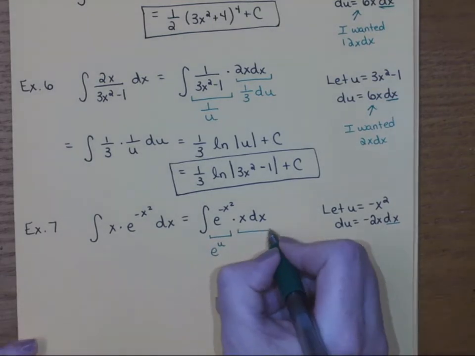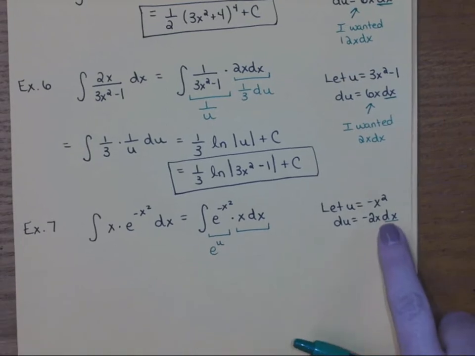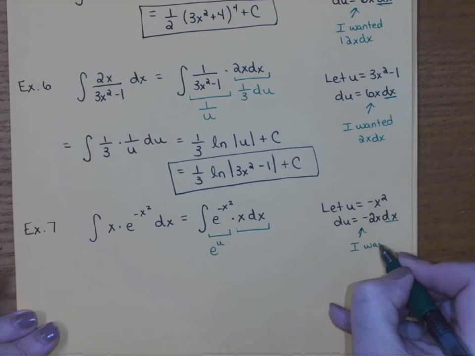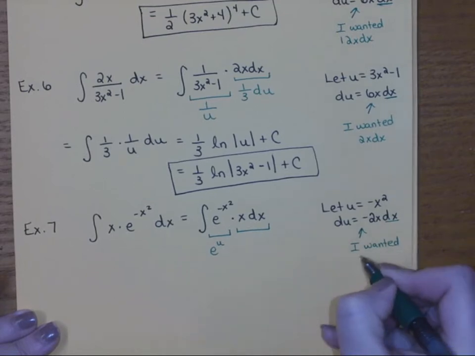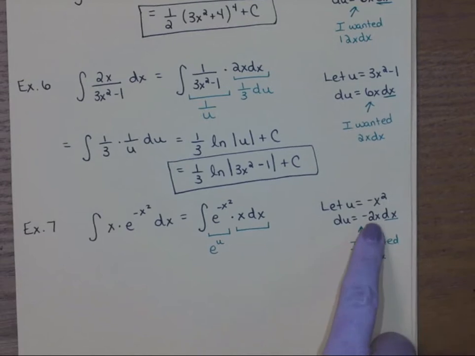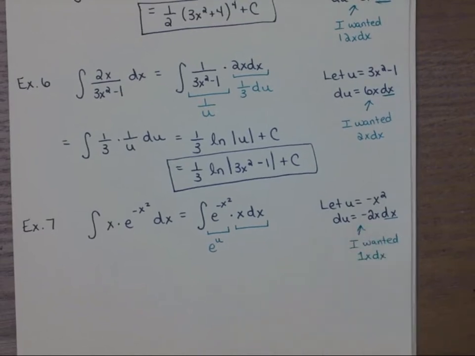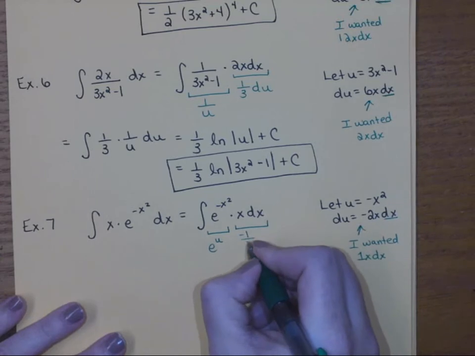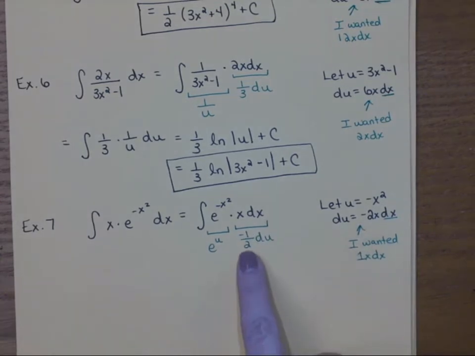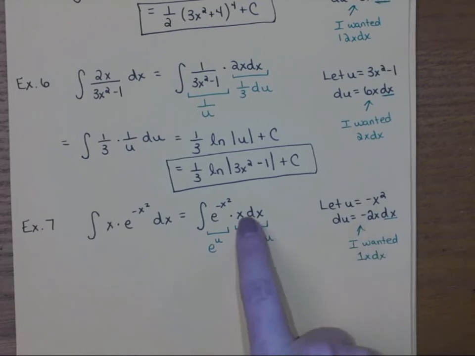But notice this doesn't perfectly match up, right? This is not what I get here. So what did I want this to be? I wanted this to be 1x dx. In other words, I did not want the negative 2 there. So how can I get rid of an unwanted number? I can just multiply by 1 over that number. So think about that for a minute. If you do negative 1/2 times negative 2, you're going to get 1, and that's exactly what we want, correct?